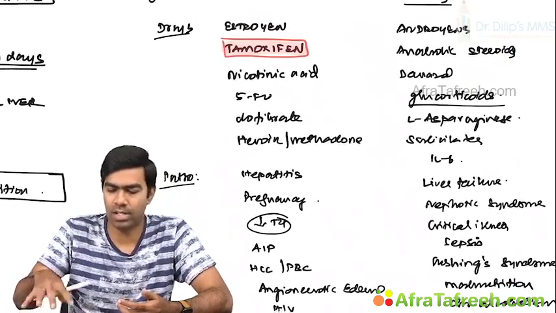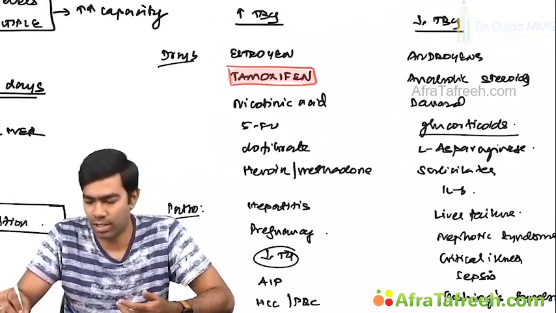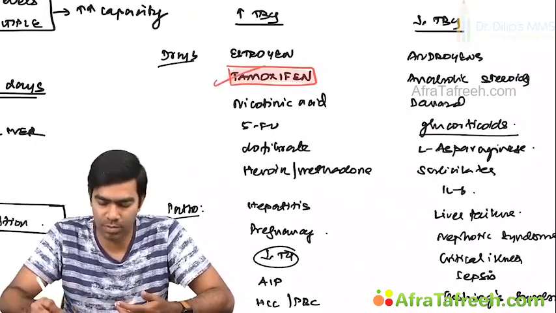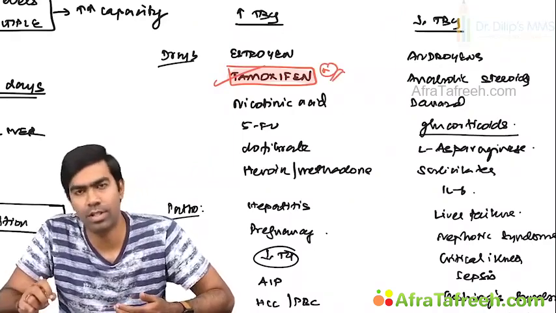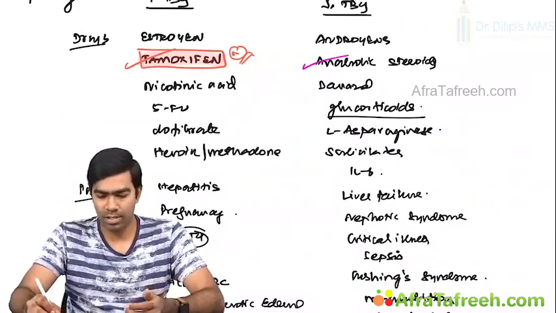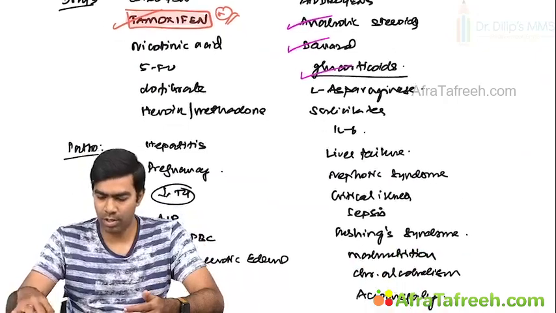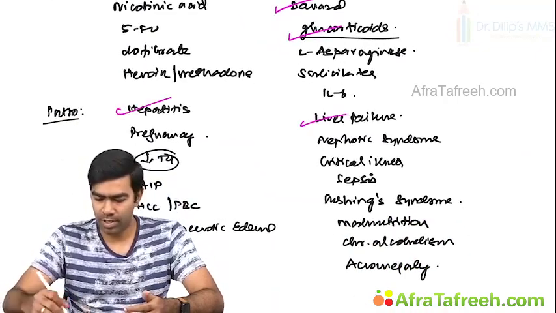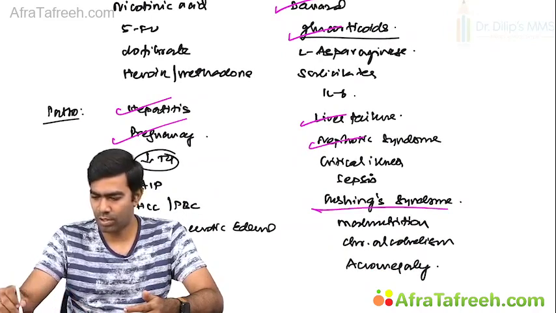So these are some conditions which are going to reduce or increase the TBG, and tamoxifen is the most important of all because it's an exam question. Probably if I wanted to frame the question paper, I'll be asking about anabolic steroids, danazol, glucocorticoids, then probably liver failure versus hepatitis, pregnancy, nephrotic syndrome, then patients having Cushing syndrome. So these are the things I will test if I am the examiner. So please note these points before going to the exams. Clear? These are the conditions that are going to alter the thyroid binding globulin levels.